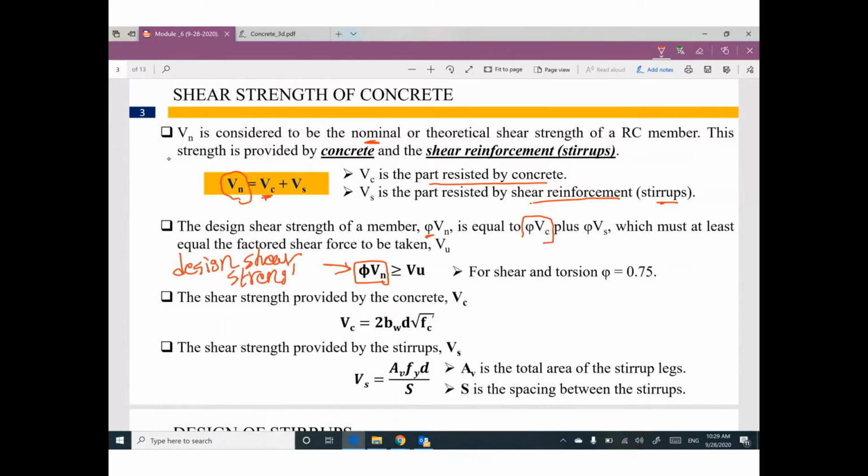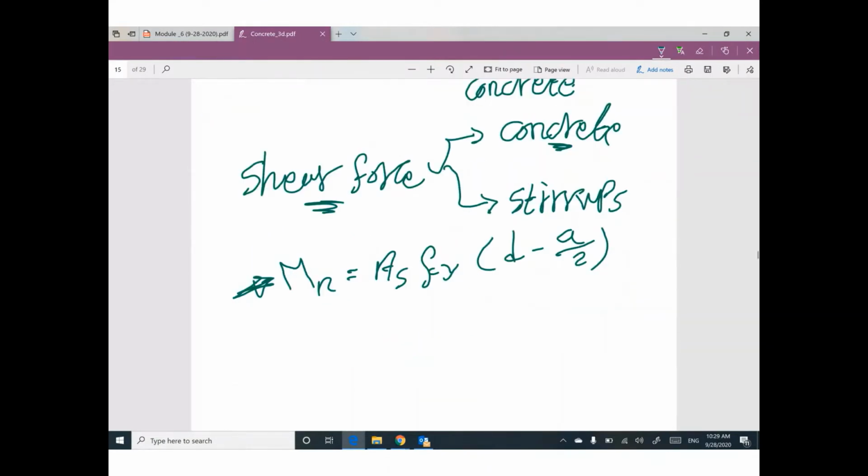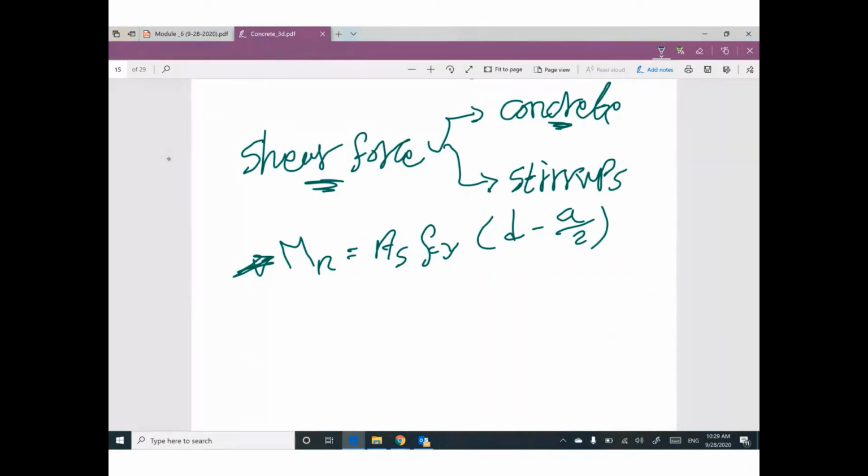Do you remember? You learned how to calculate nominal moment, which equals area of steel times fy times (d minus a divided by 2). Do you remember that? I told you this moment is called nominal moment. We are not using this value in design. We need to multiply this nominal moment by phi. Do you remember how we figure out the value of phi? Based on the value of the strain in the steel reinforcement.